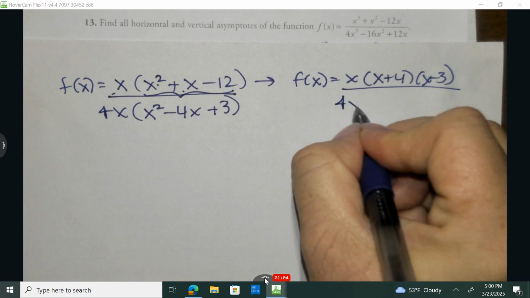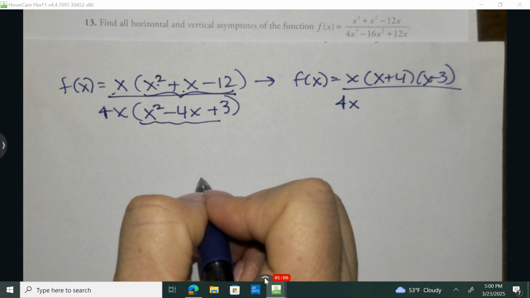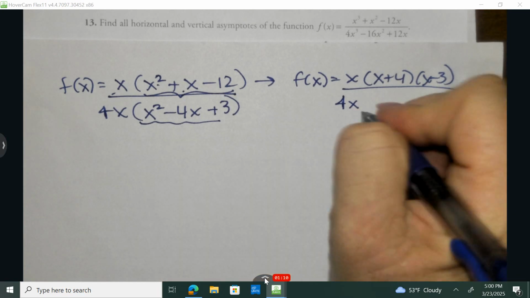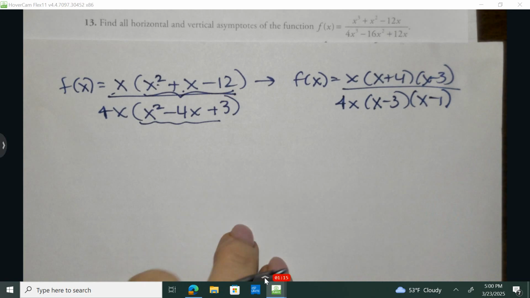So we have a 4x out front. And then are there two things that multiply to give us a positive 3 and combine to give us a negative 4? Yes, negative 3 and negative 1. Okay, so that's the first thing we're doing. We're going to factor it.